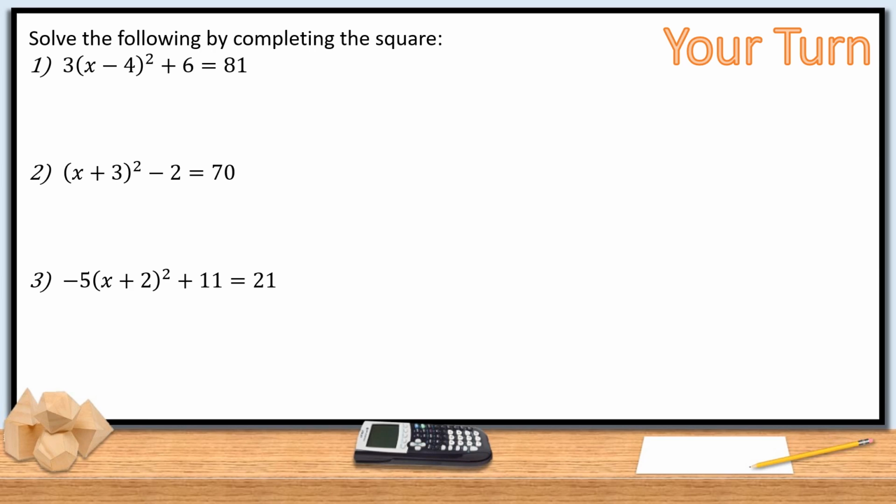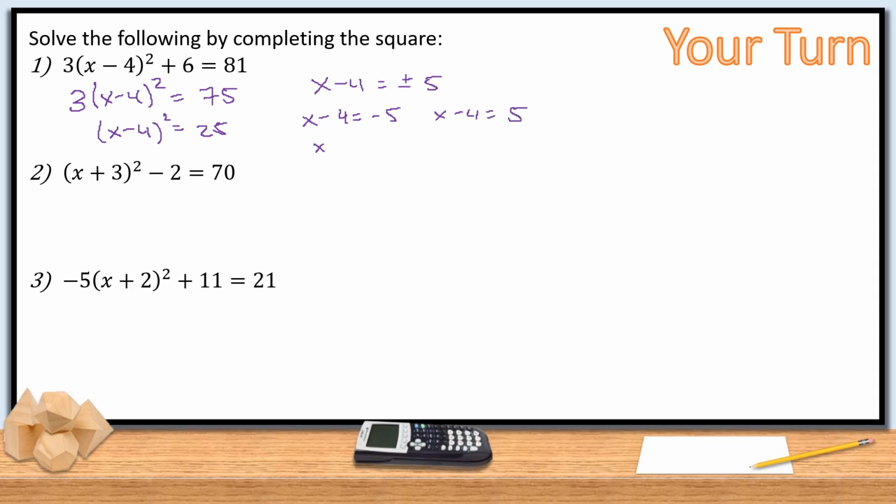Okay, welcome back. So first one, subtract 6 from both sides. We're going to have 3 times x minus 4 squared is equal to 75. Divide both sides by 3. X minus 4 squared is equal to 25. Square root both sides. X minus 4 is equal to plus or minus 5. So then, x minus 4 is equal to minus 5. X minus 4 is equal to positive 5. X is equal to minus 1. X is equal to 9. So there's our first solution.